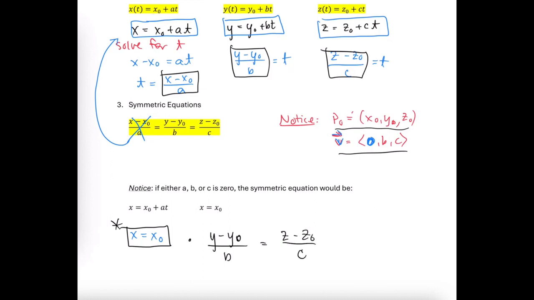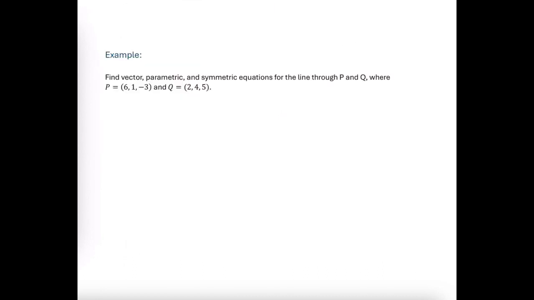So we simply just tack this little extra bit on to our regular version of the symmetric equations. So let's look at a quick example to find all three versions of the equation of a line that passes through the points P and Q.